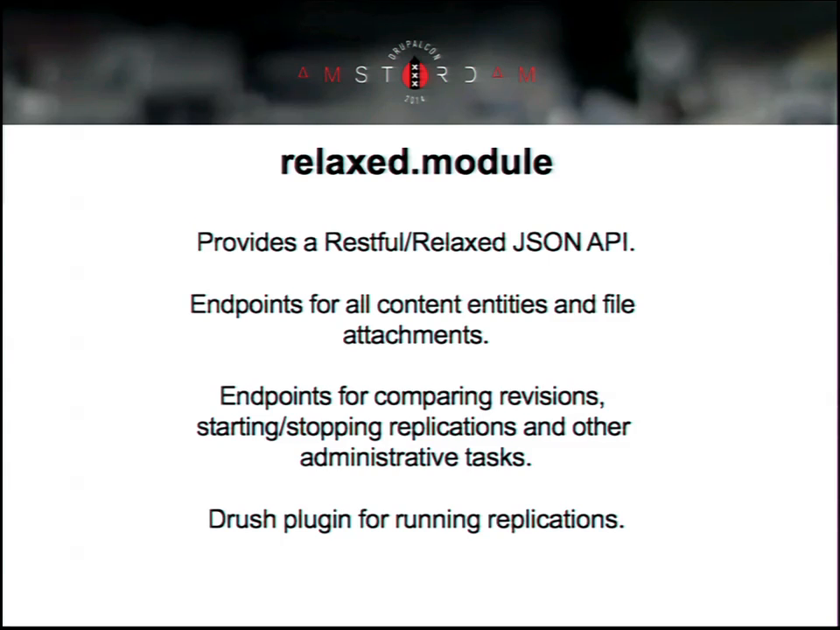Looking at it simply, the biggest difference from the core REST API is that in this API we identify each entity by its universally unique ID. That's the biggest difference. We also have endpoints in the API for comparing revisions to understand what revisions are missing in this environment and what revisions are missing in another environment so that we can do efficient communication and replication. We also have endpoints for starting and stopping replications and some other administrative tasks.